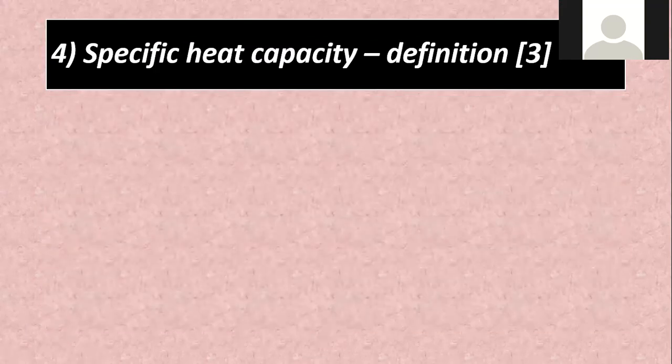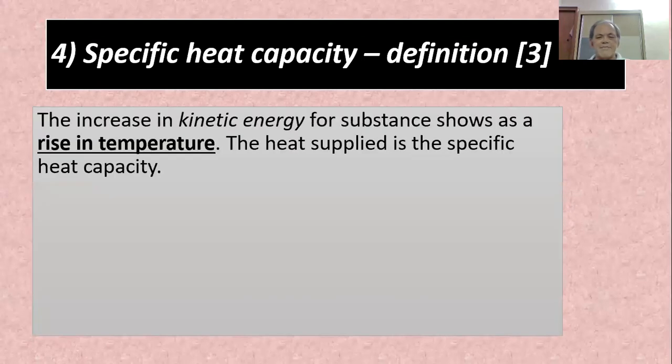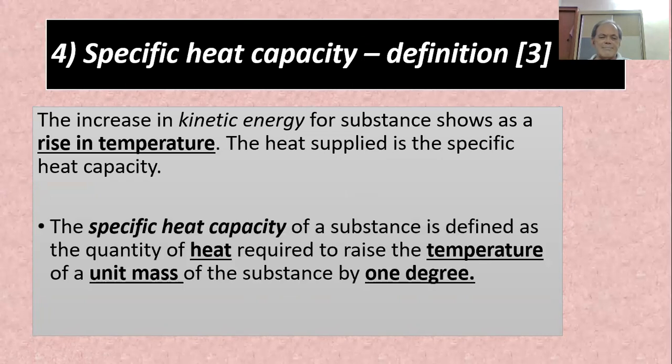Then we define a more useful quantity, specific heat capacity. The increase in kinetic energy of a substance is shown by the rise in temperature. So the heat that goes into the metal gives the specific heat capacity. We define it: the specific heat capacity of a substance is the quantity of heat required to raise the temperature of unit mass of the substance by 1 degree.